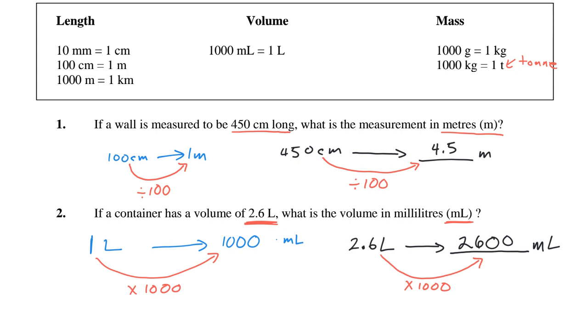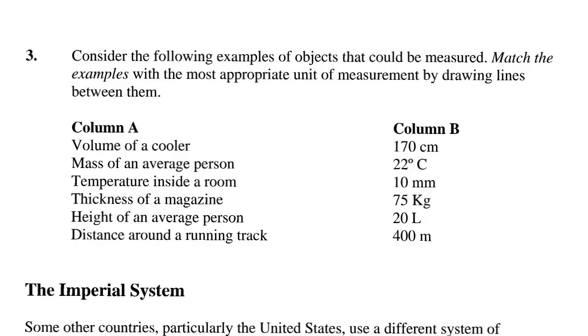So now let's move on to part 3 of our lesson. Sometimes we have to match the appropriate measurement with what we're looking for in our problems. So in this case, consider the examples of objects that need to be measured. Match the examples with the most appropriate unit by drawing lines between them. So pause the video and try to match them, and then I'll show what the answers are for each of these. All right, here we go.